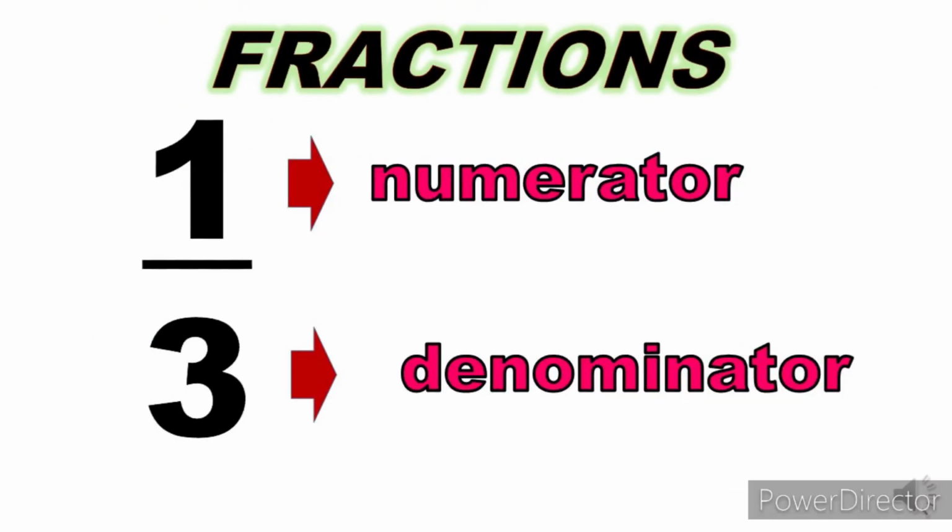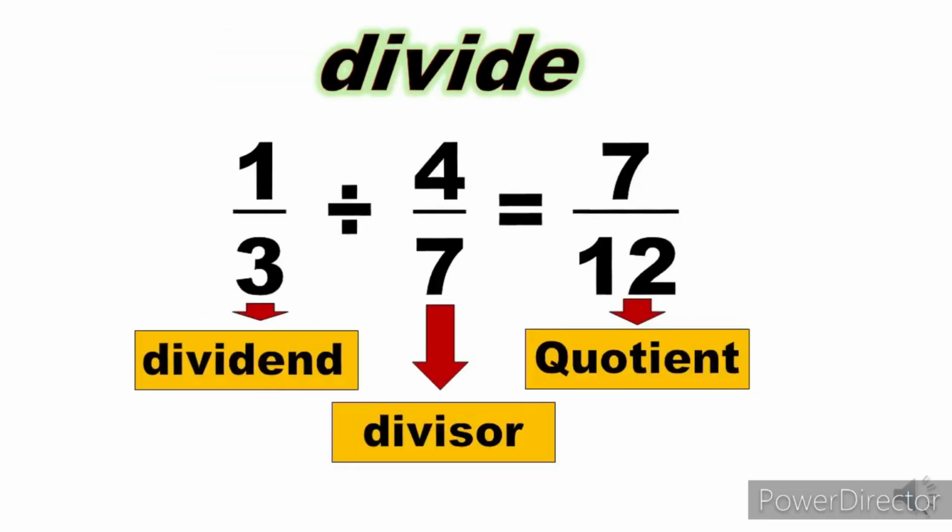Okay, now recall natin yung fraction which is 1/3. 1 is the numerator and 3 is what we call the denominator. Okay, example on how to divide fractions. For example, 1/3 divided by 4/7, it is equal to 7/12. So, 1/3 is what we call the dividend, 4/7 is the divisor, and 7/12 is what we call the quotient.